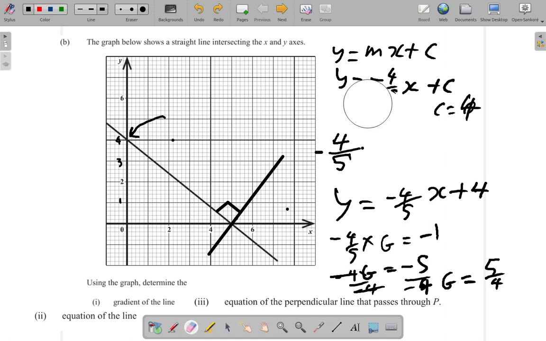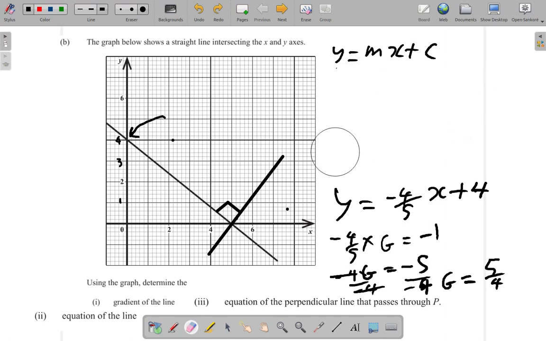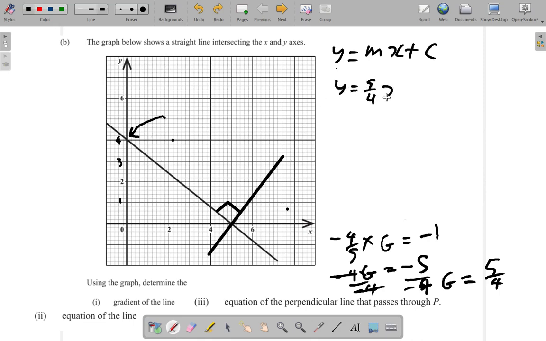Now, what we have so far for this new line is a gradient. Again, y equals 5 over 4x plus c. For the new line, we need to find out what c is. C will be somewhere way down here, falling off the graph, but it's going to be negative, somewhere down here.